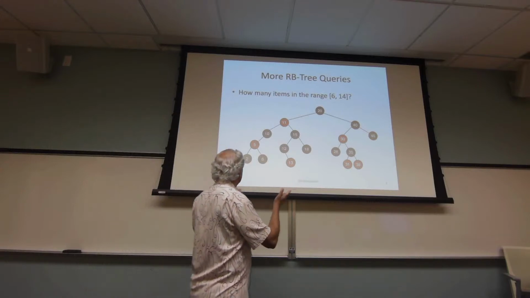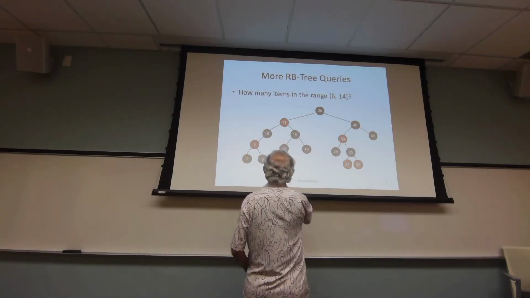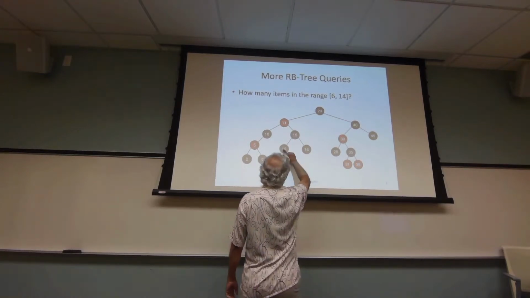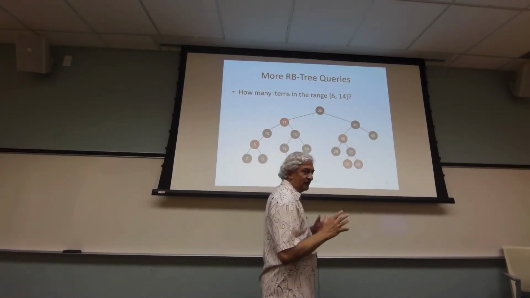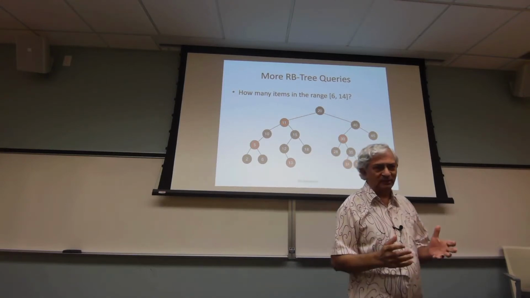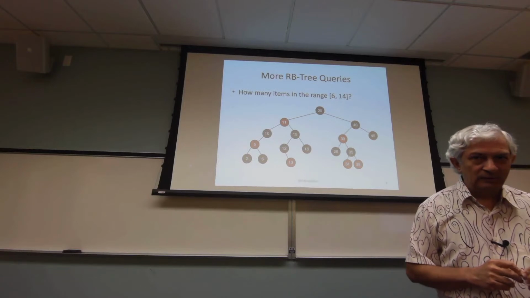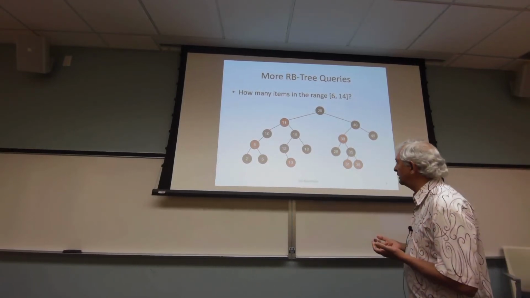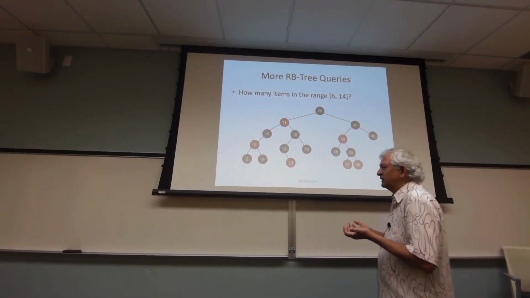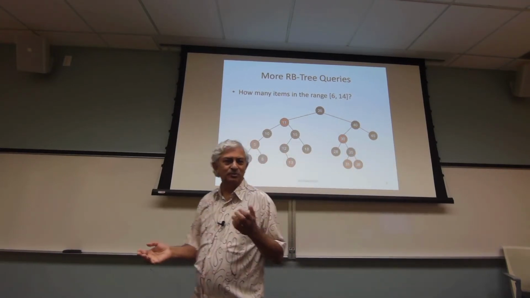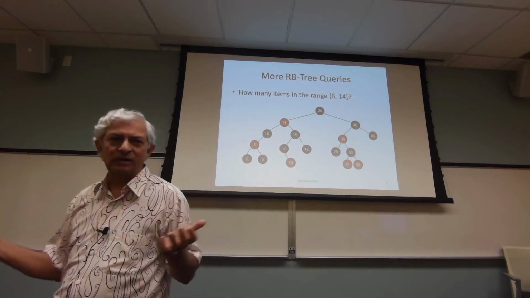Well, you can kind of stare at this tree and see that there is 1, 2, 3, 4, and 5. There are 5 nodes in this tree that are in the range 6 through 14, right? Now, how do you figure this out? Well, one way to do this is to go and look at the entire tree, find all the values between 6 and 14, and just count them.